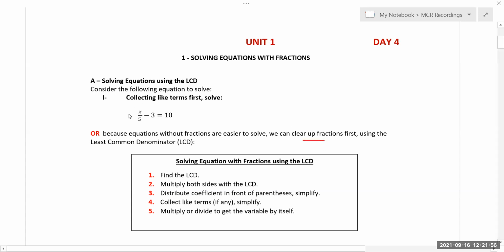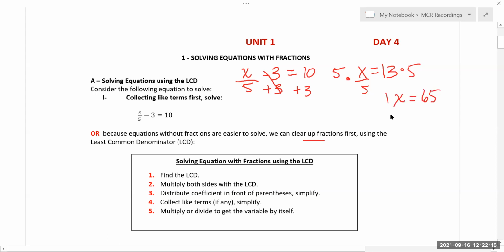Now, if I look at this problem as is first, you don't have to do anything with it. You could just say, well, I'm going to add 3 and cancel that out and get x divided by 5 equals 13. And then you could multiply by 5 and get x equals 65, which would work just fine. But what if there were multiple fractions in there?